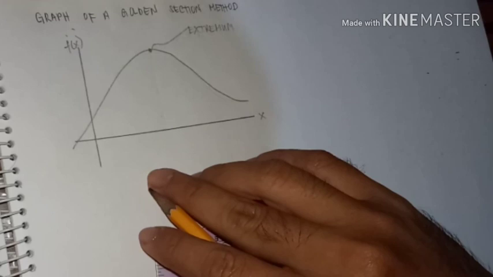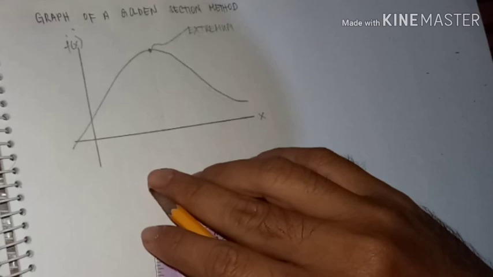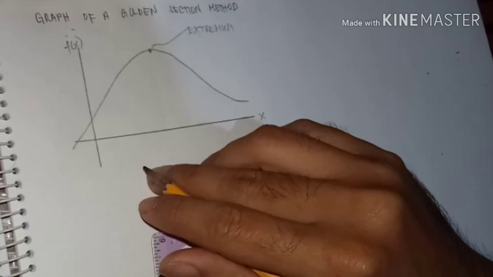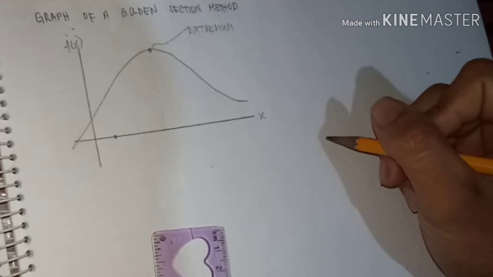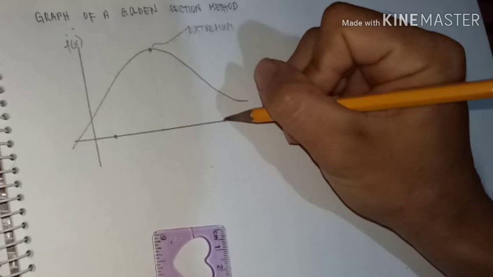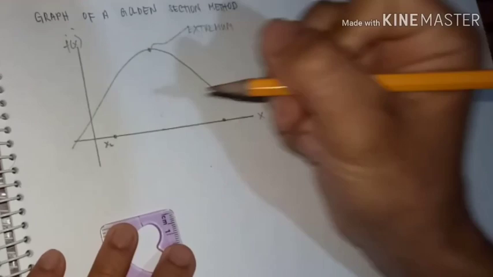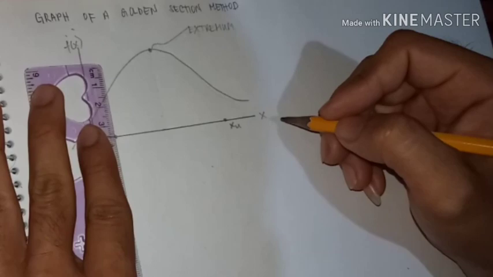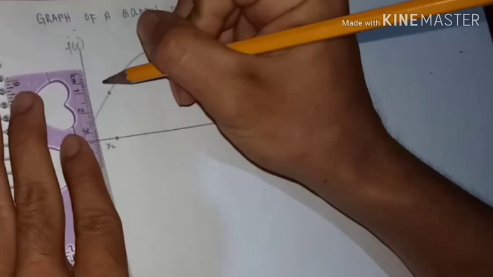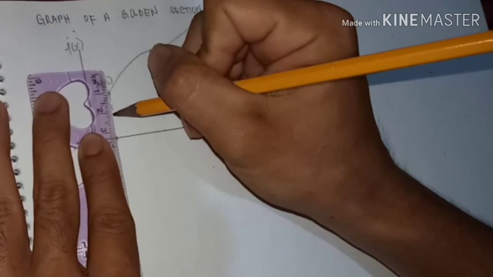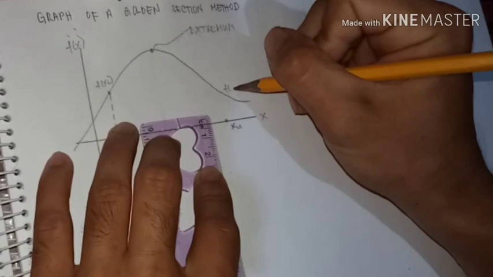let us choose three points: the x lower, x sub 1, and x upper. We can locate x lower in this point and x upper is in this point. f of x lower is in this point. And f of x upper is in this point.